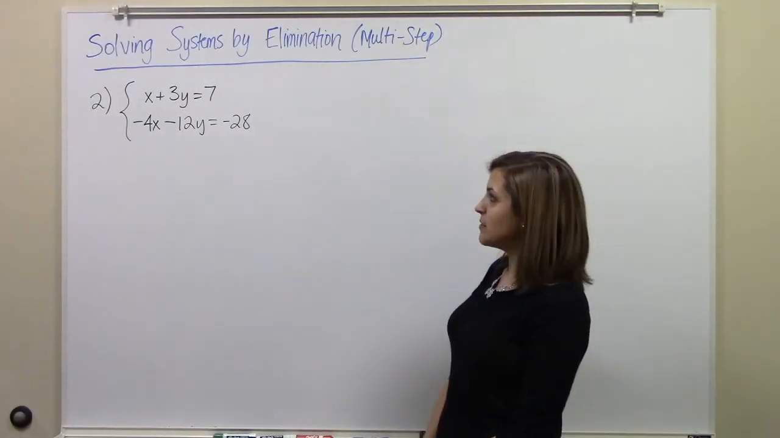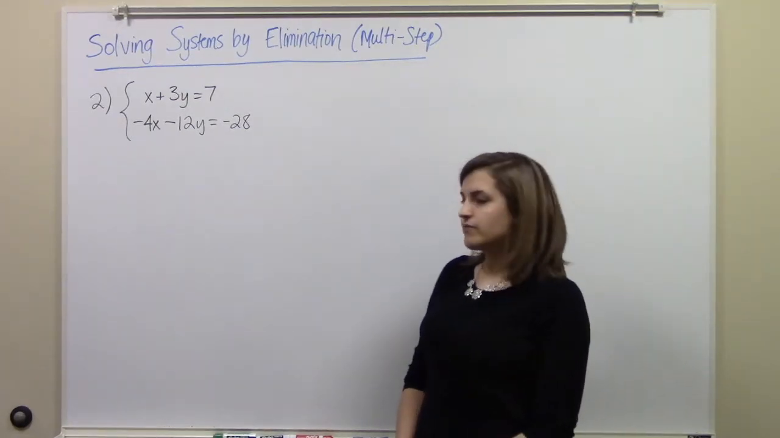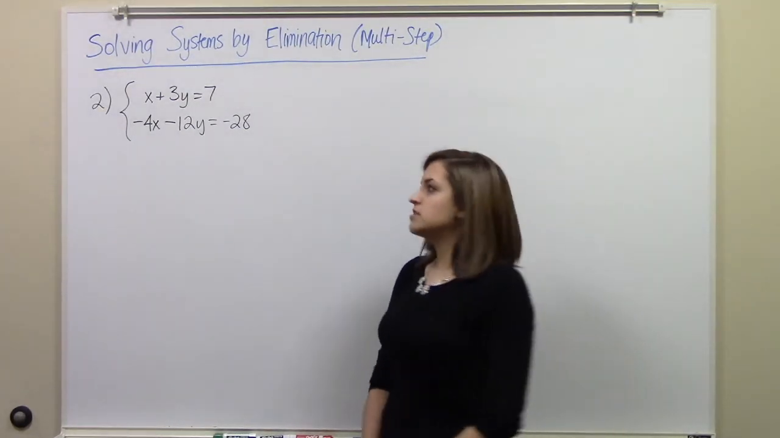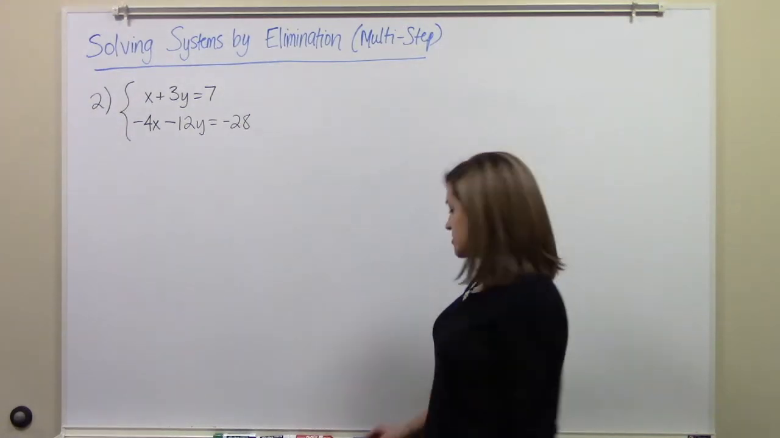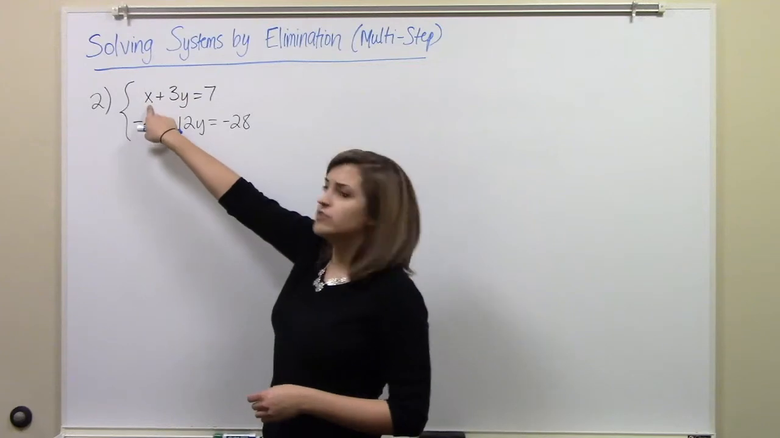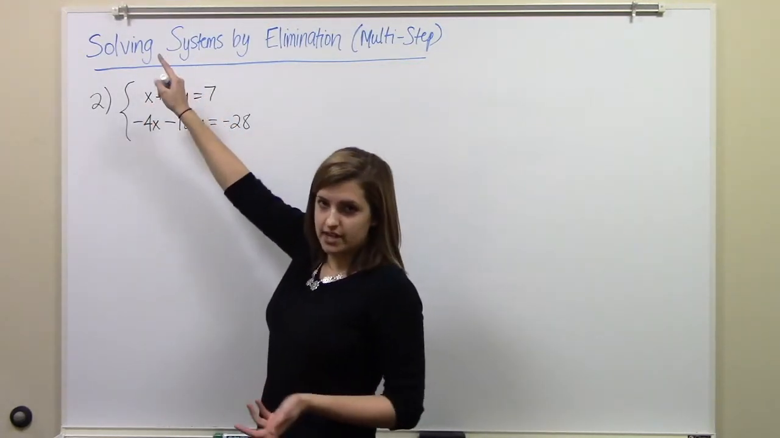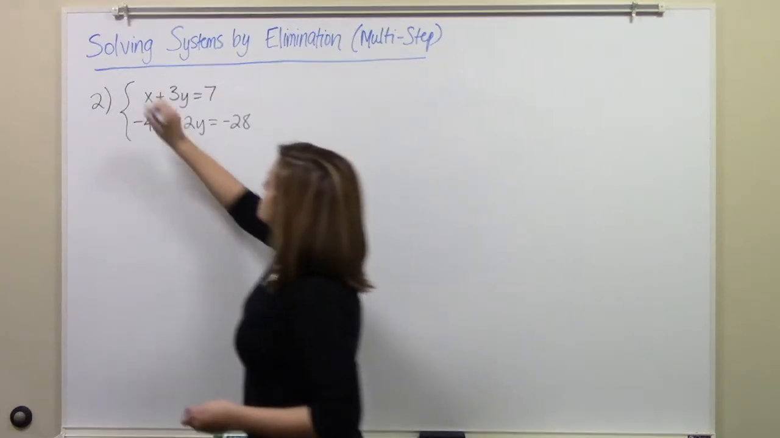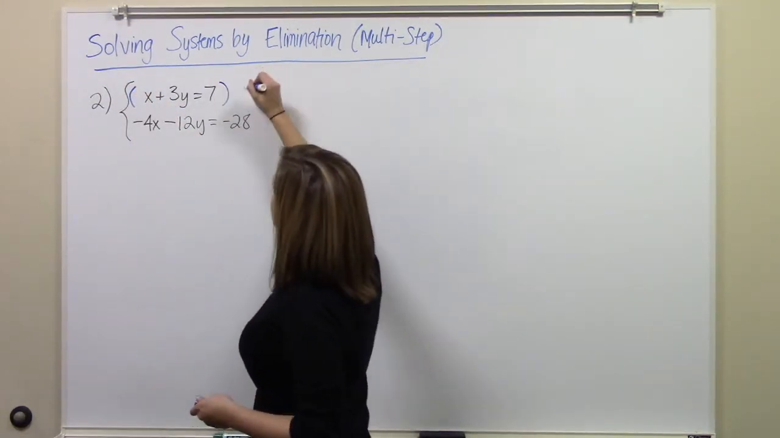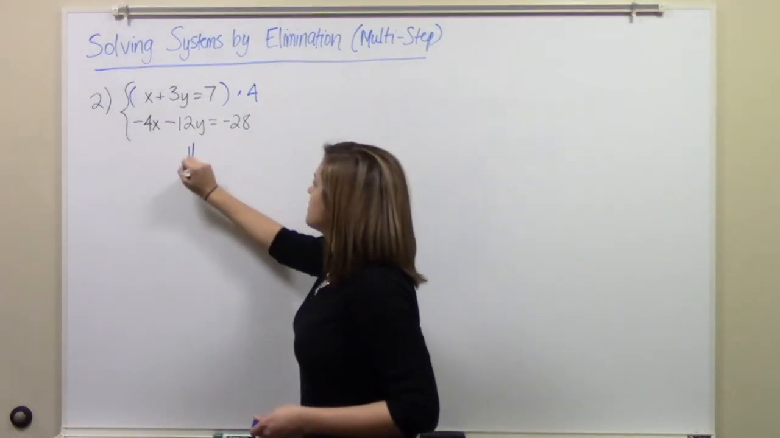Alright, our second example, we have x plus 3y equals 7, and negative 4x minus 12y equals negative 28. So I'm going to also have to do a little manipulation here. And I see, well, if I multiply this first equation by 4, my x's are going to cancel. 4 plus negative 4. So let's do that. So I'm going to multiply this entire equation by 4. And I'll rewrite it down here.